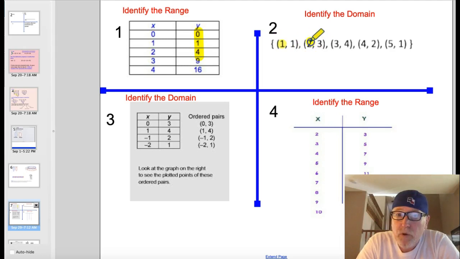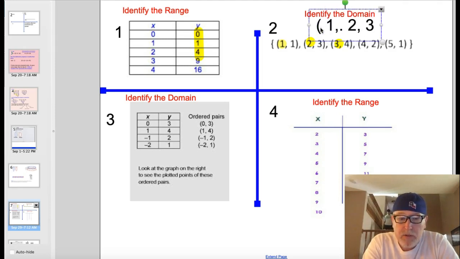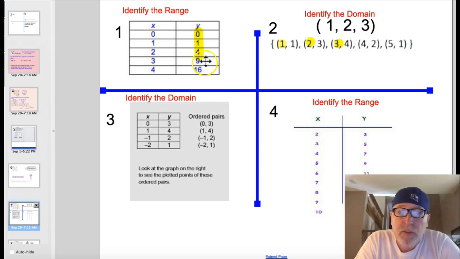Okay, should have 1, 2, and 3. And really the way you should be writing these down is you should make set notation, they call it. So put a bracket like this. You can use the fancier one if you want. And put down 1, comma, 2, comma, 3. There's your set notation for that. So, okay, let's take a look at this next one here. Let's identify the domain down here.